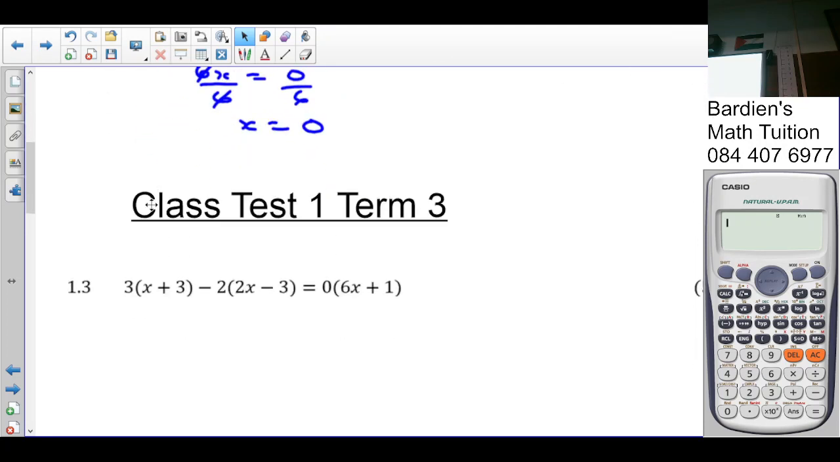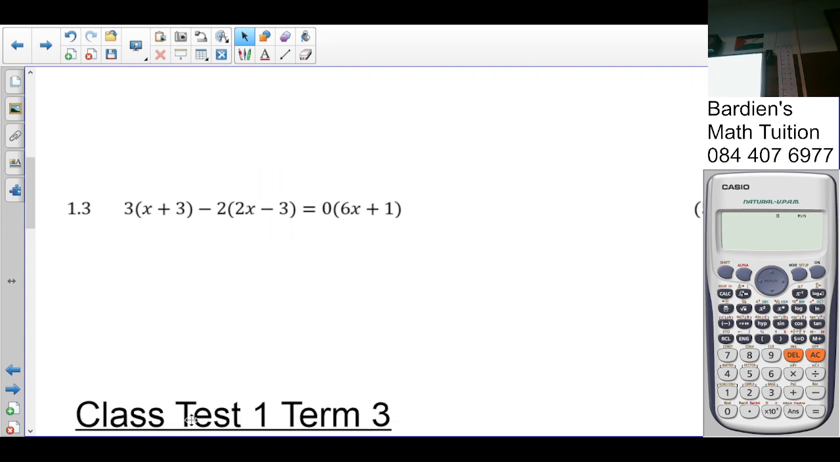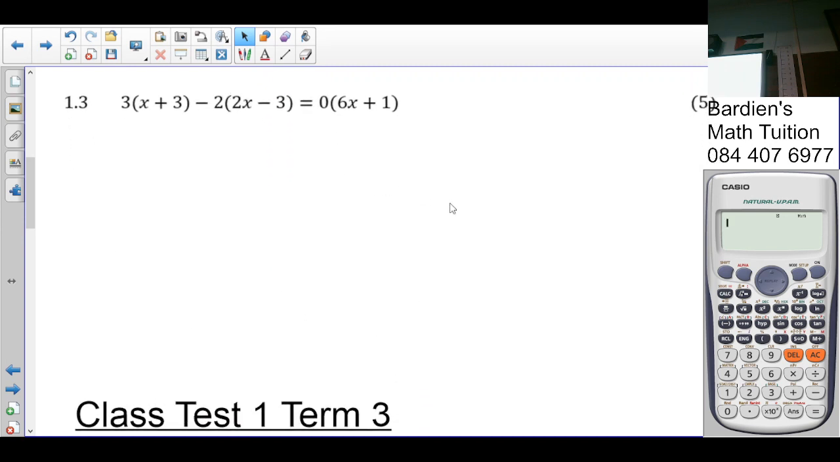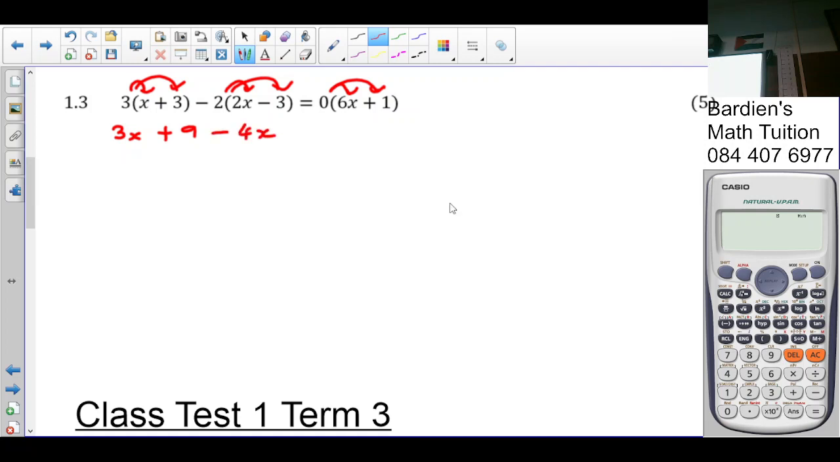Look at the next one. In 1.3, what do I need to do first? Remove the brackets. So we get rid of the brackets. We multiply that in. So what's 3 times x? 3x. What's 3 times 3? Plus 9. What is negative 2 times positive 2x? Negative 4x. What's negative 2 times negative 3? Positive 6. What's 0 times 6x? 0. What's 0 times 1? 0.